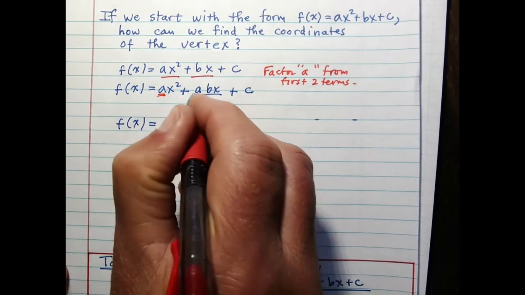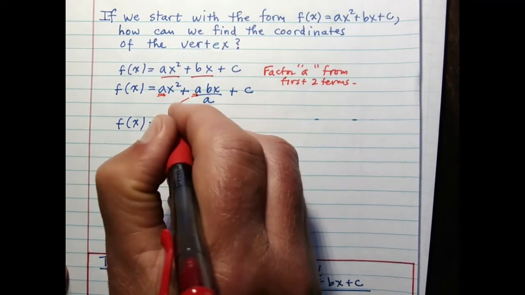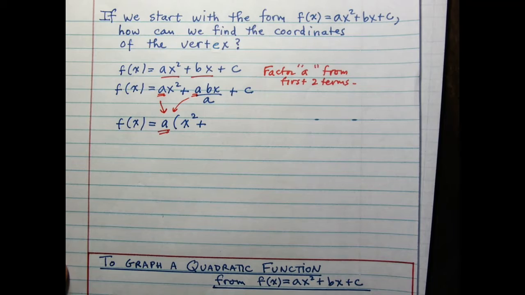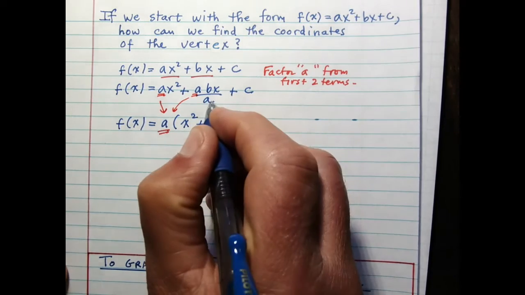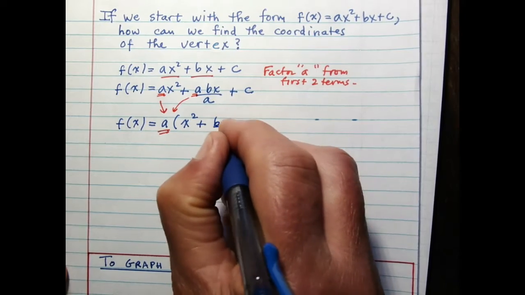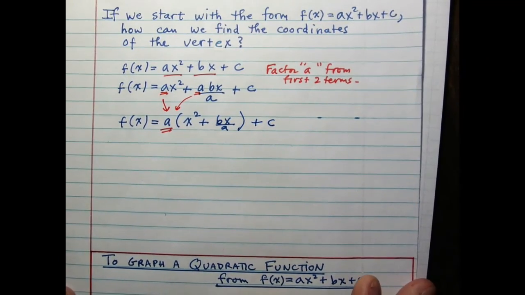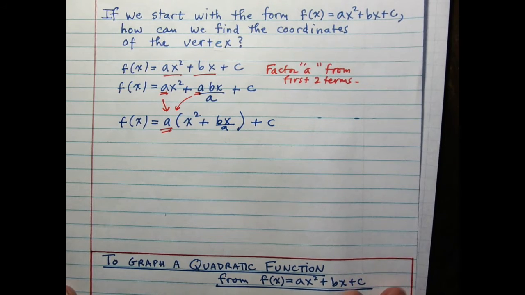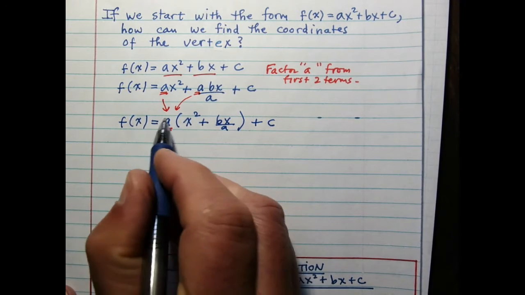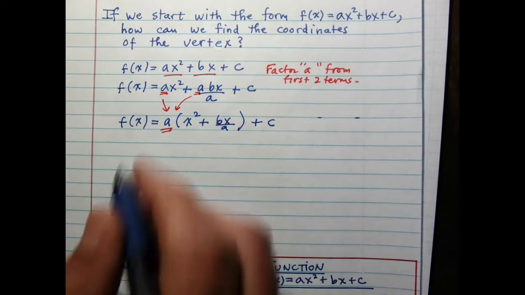Now, this a and this a are both replaced by the a out in front, but the a in the denominator stays behind. So I have that bx over a form. And you can just check, just distribute, and notice it'll take us all the way back to where we started.